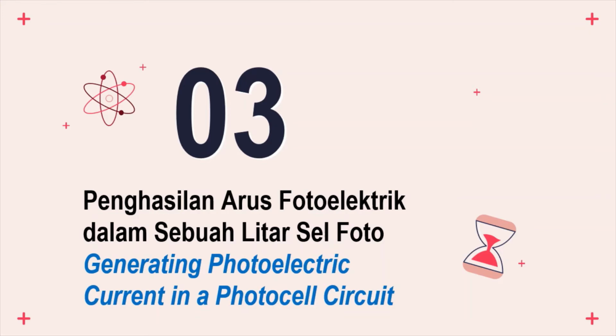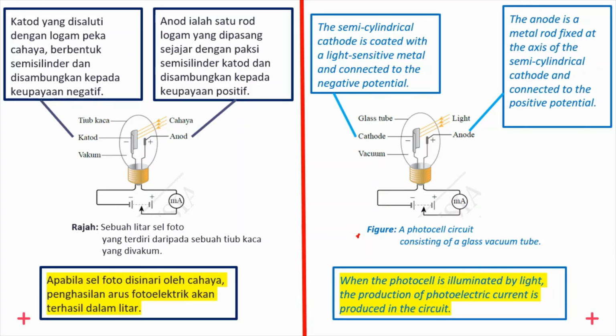Let's carry on to learn about generating photoelectric current in a photocell circuit. This figure shows a photocell circuit consisting of a glass vacuum tube. Let's take a look at the structure. This is the cathode. It is a semi-cylindrical cathode which is coated with a light-sensitive metal, and it is connected to the negative potential. Over here, we have the anode. This anode is a metal rod. It is fixed at the axis of the semi-cylindrical cathode, and it is connected to the positive potential.